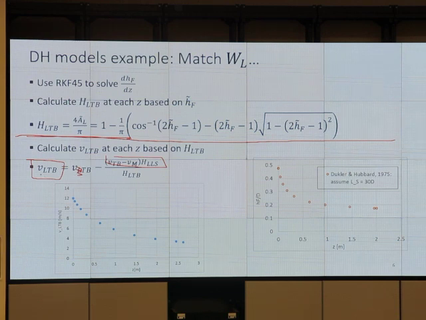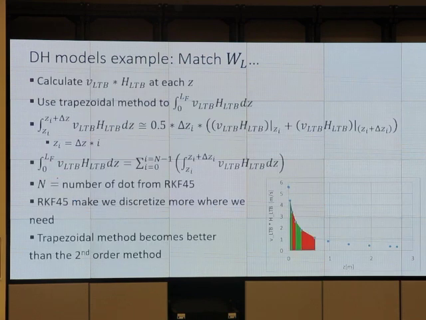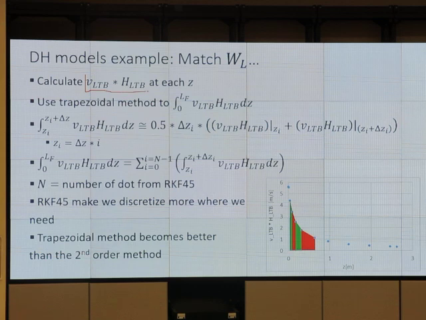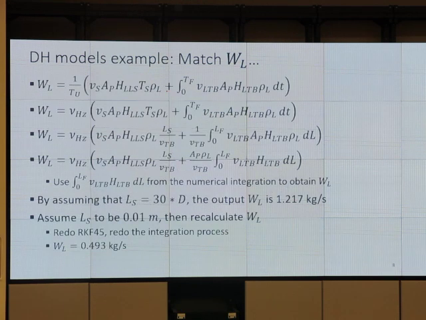Then I get velocity at every location. Once I get velocity at every location, I can multiply that velocity with HLTB at each z value. Then I try to do this kind of integration, the integration from 0 to LF of VLTB times HLTB. That is part of the mass balance equation, is it not?